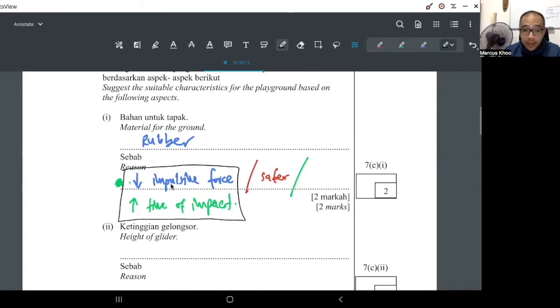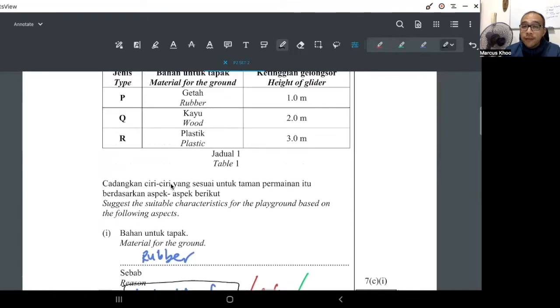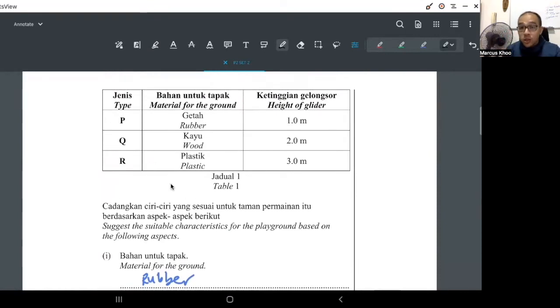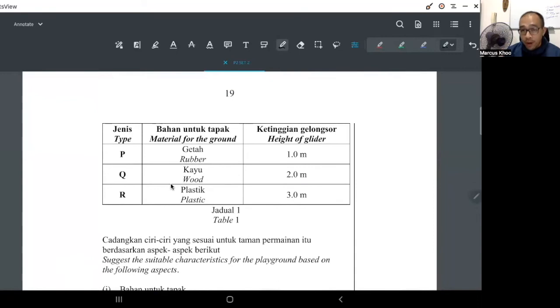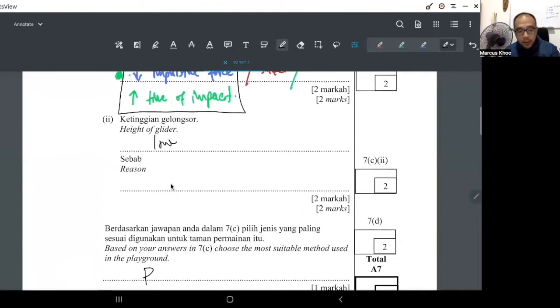Now the height of the glider, do we want a high height or a low height? For safety, if the glider is very high, then it's very scary. But think about this, guys. Logically, we have only one choice left. Definitely this answer will be P, because P is the only one with rubber. So don't go and make trouble by saying that you want a high height when you already know which answer you want. So we want a lower height, a smaller height. You say to decrease the velocity, or to decrease the momentum.